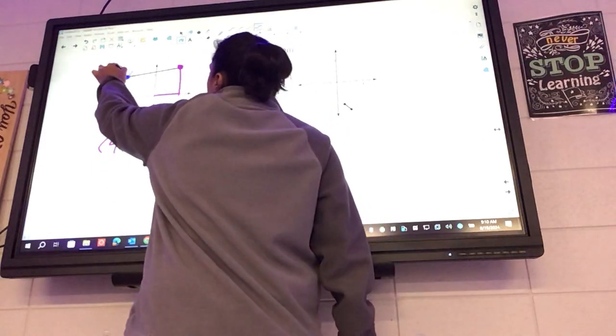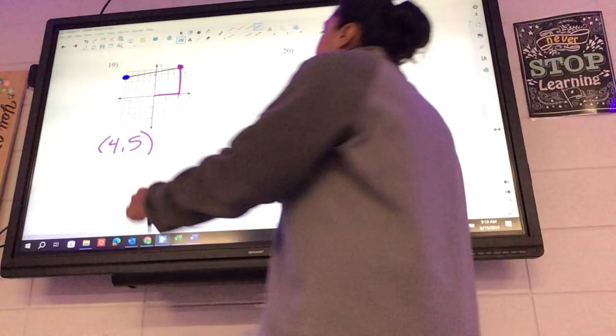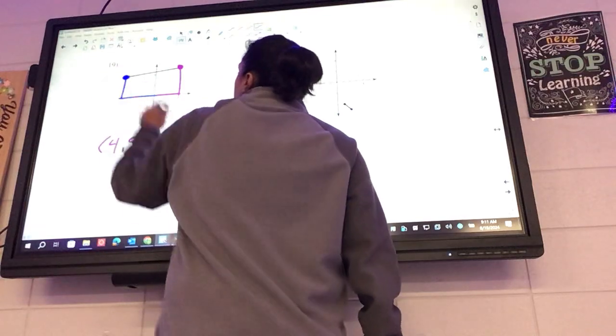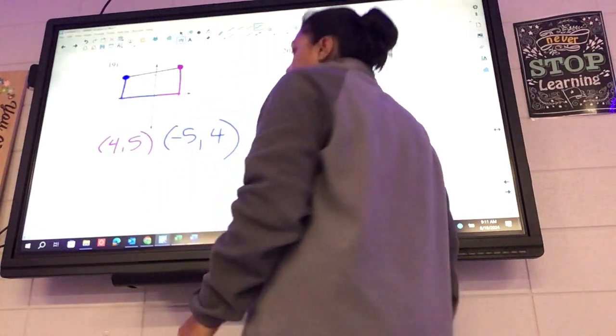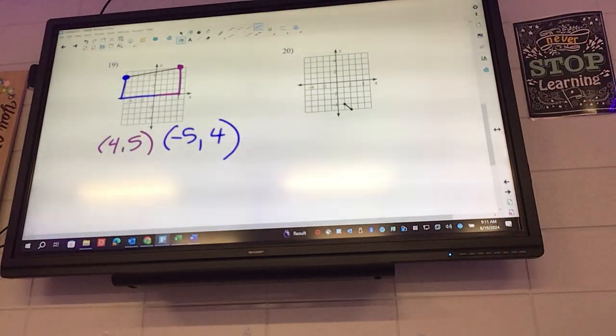And then for this one, are we going left or right? Left, how many? 5. Up or down? Up, how many? 4. Okay, for the coordinates then, you're going to say 4 plus negative 5 over 2. Negative 0.5.